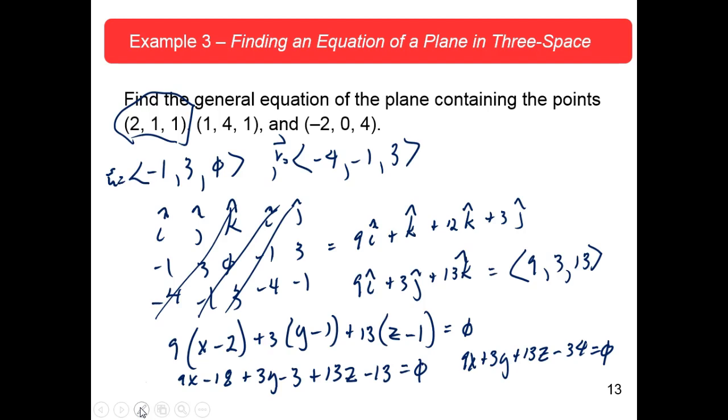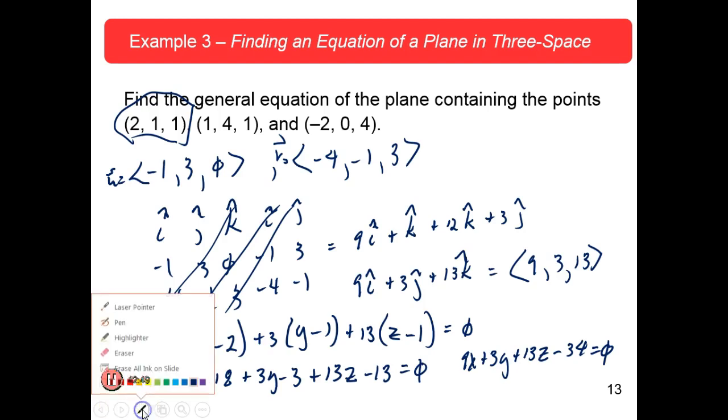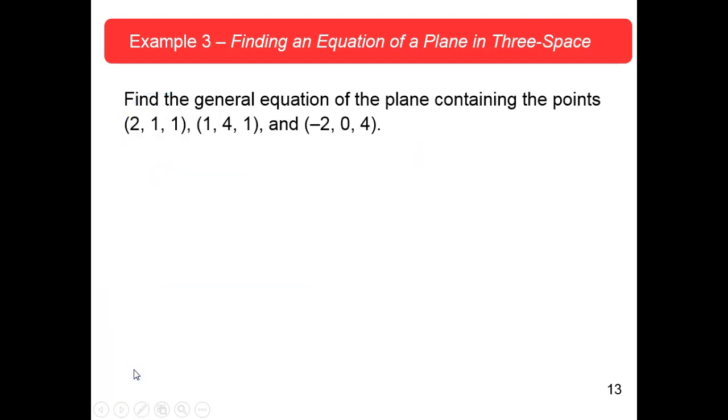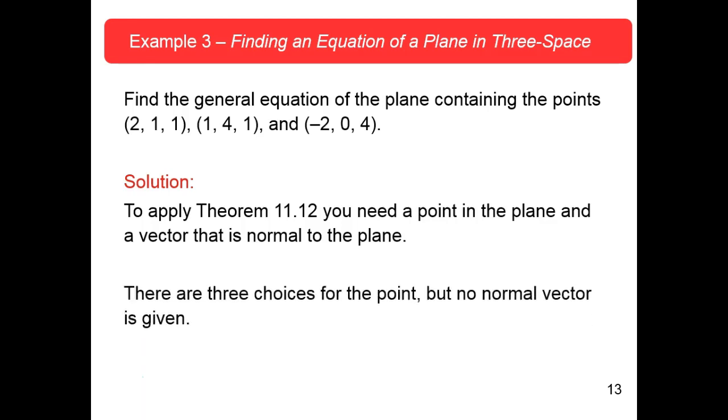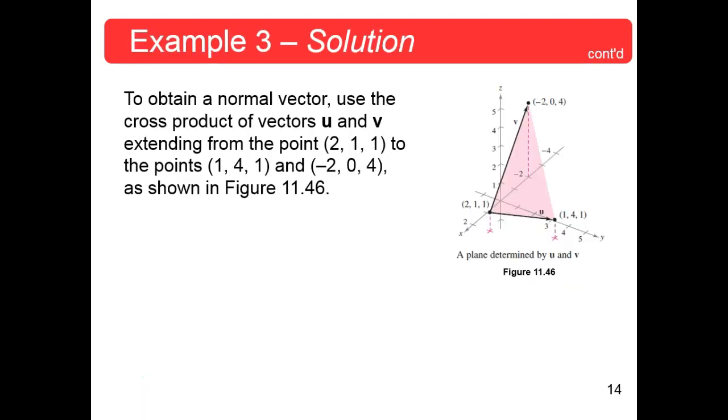Okay. Let's see what they got. Let's erase those. And to apply that, you need a point. You got 3. Choose one. Doesn't matter which one. And a vector normal to the plane. So choose a point. And they happen to choose the 2, 1, 1. It would have worked okay to choose any of the others. But once you choose 2, 1, 1, that is your point.